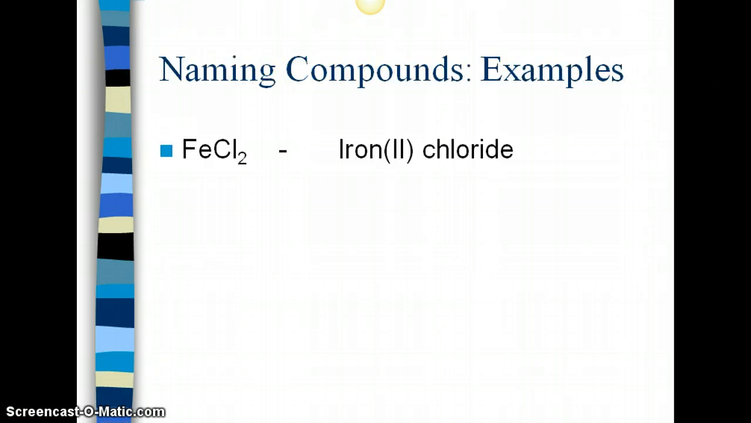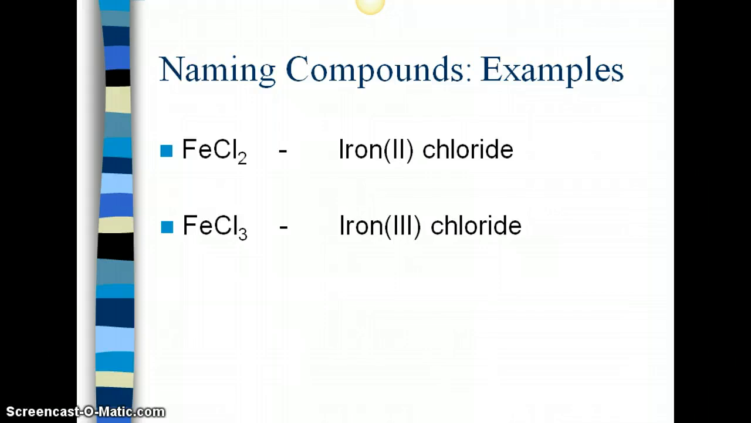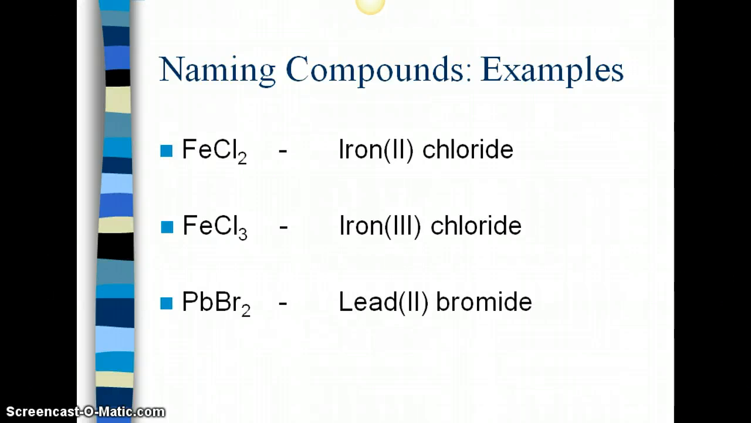So as an example, iron has more than one option. So iron 2 chloride is written this way. Iron 3 chloride is an option where iron has an oxidation number of +3. Lead bromide is lead 2 bromide in this case. So you can see that Roman numeral has to be there if it is a transition metal. Only if it is a transition metal.